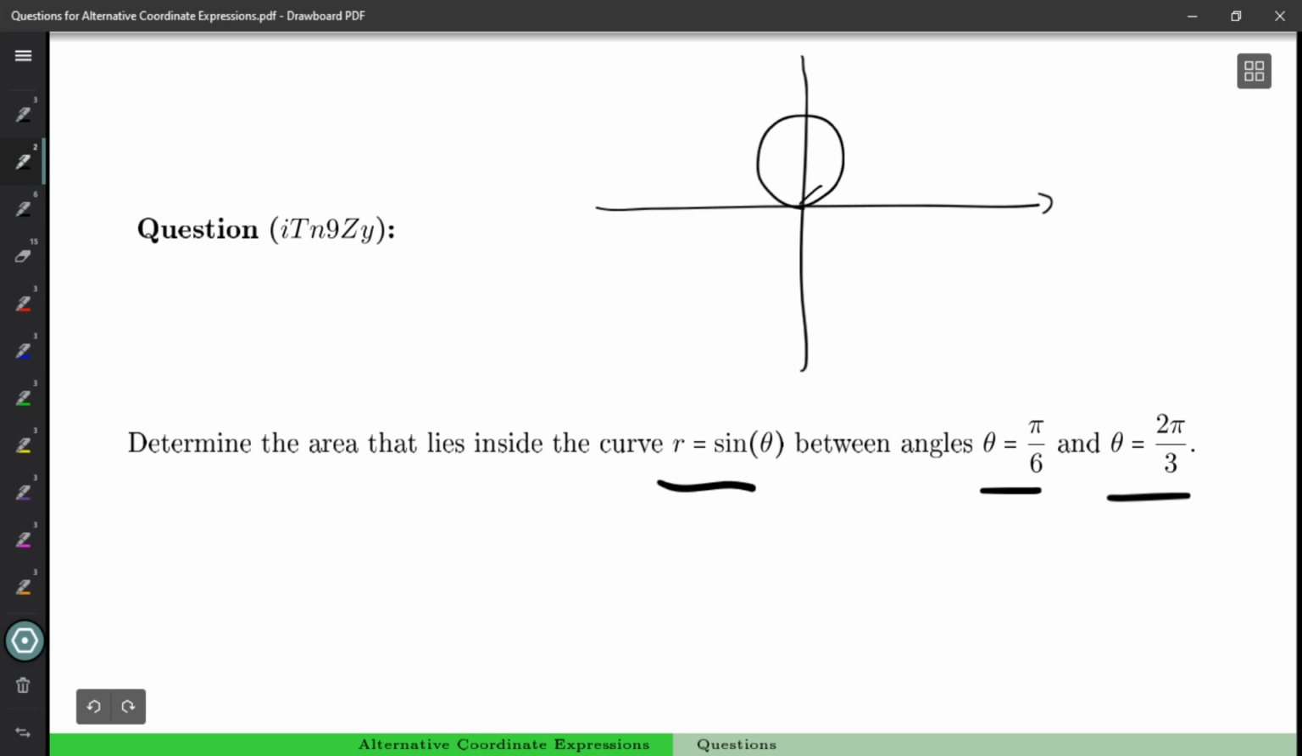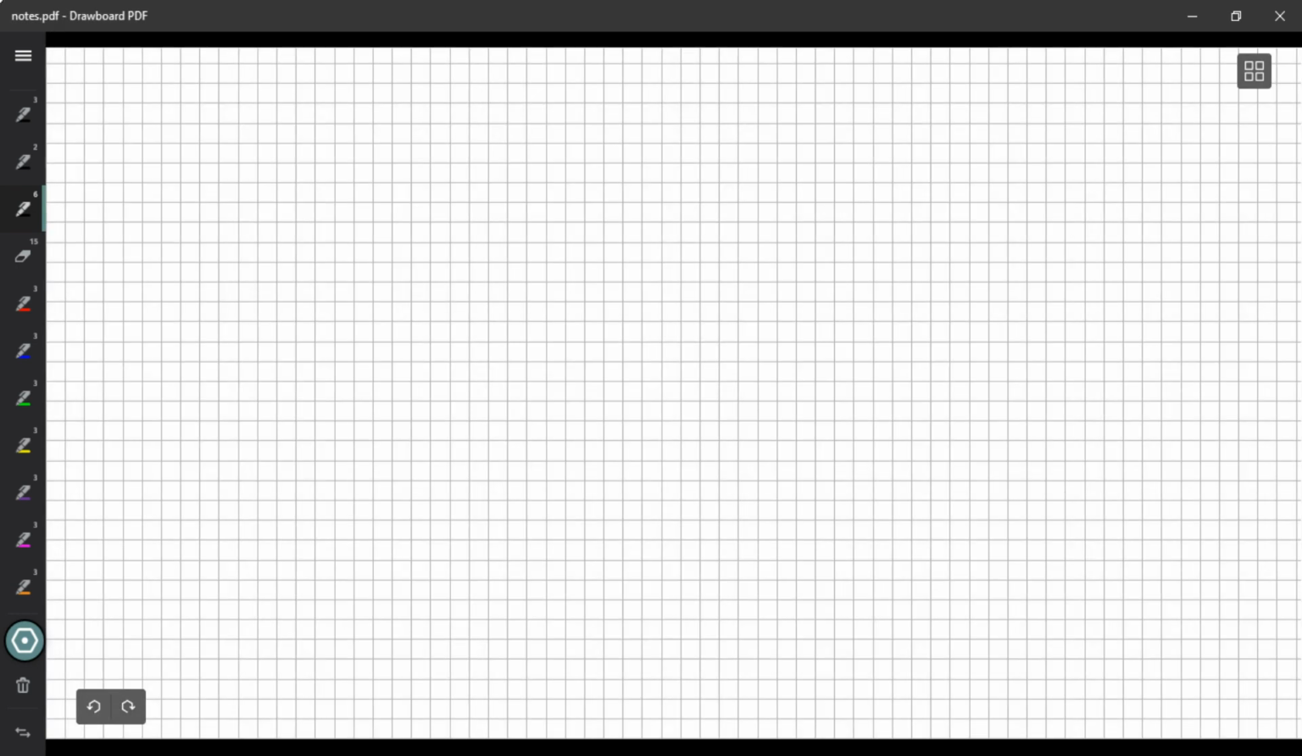Pi by 6, very shallow angle. And 2 pi by 3, something like that. So, this is the area that we're talking about here. Okay. But we don't need a picture because we've got a formula. The formula bound between angles alpha and beta of the curve r equals f theta is given by this formula here, and we just need to plug everything in.